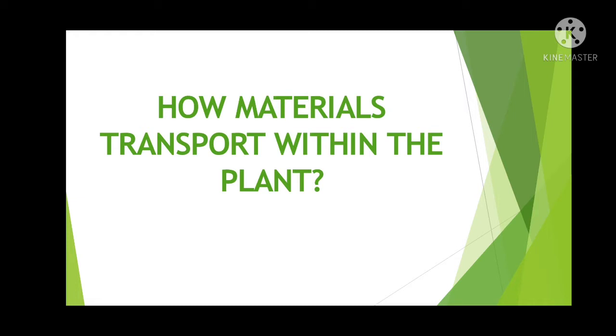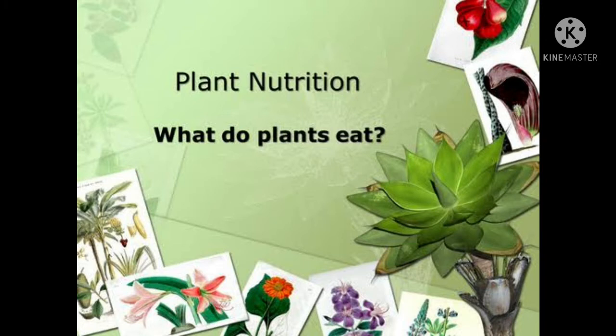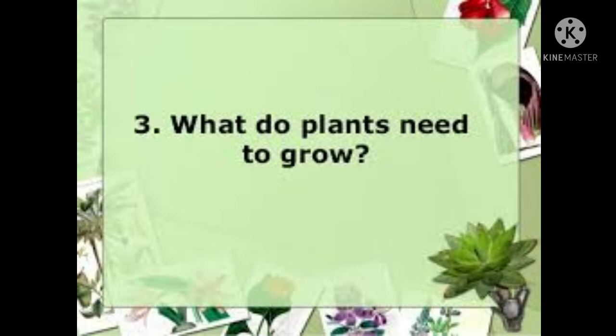Then, how does this transportation process occur in plants? Is there anything like a circulatory system in plants? How are materials transported within the plant? Let us see how transportation occurs in plants. What do plants eat? What do plants need to grow?